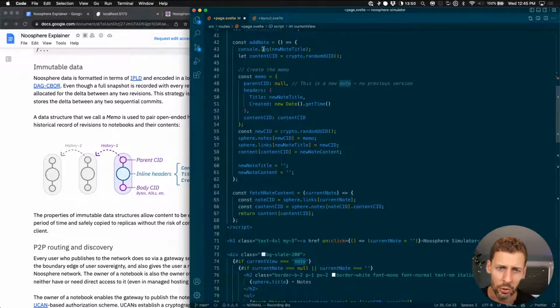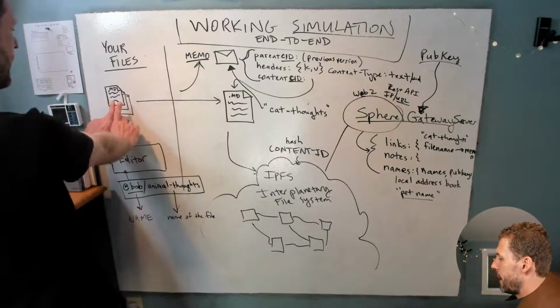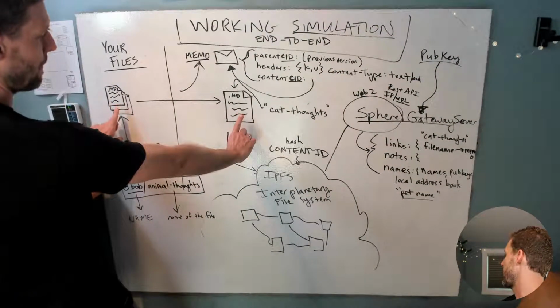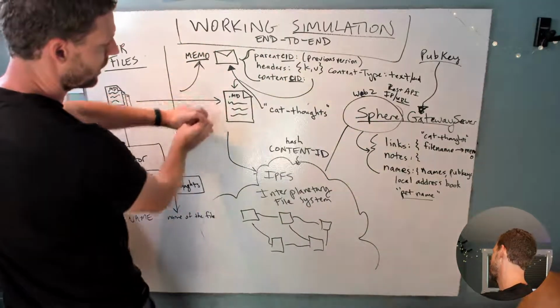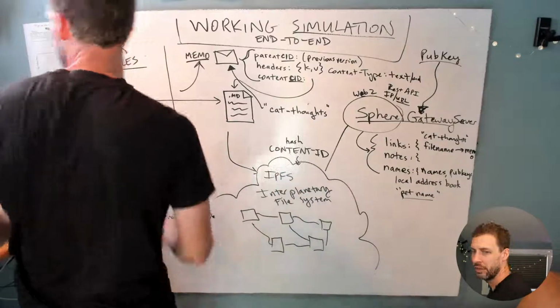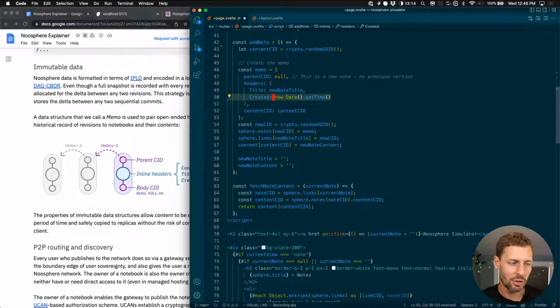But let's look at add note real quick. I mentioned that over here, when you bring a file into Noosphere, it creates a memo for you with the parent CID, the headers, the contents, and also uploads that content to IPFS. And so we're basically doing that right here as well. When we get a new note, I am creating the memo here, which has parent CID. Since it's a new note, there's no previous version. I give the new note title as the header. I also created a created header.